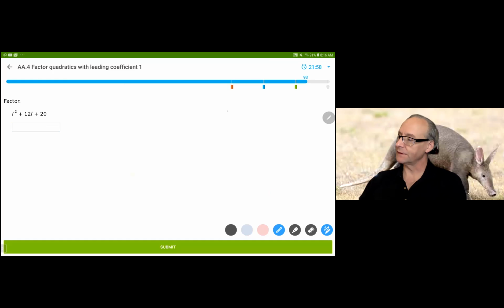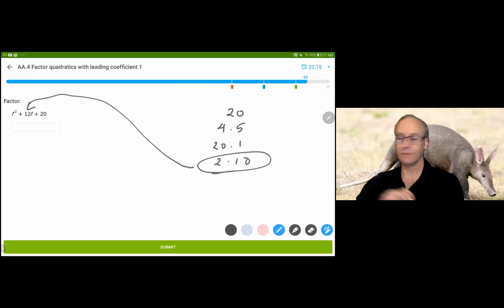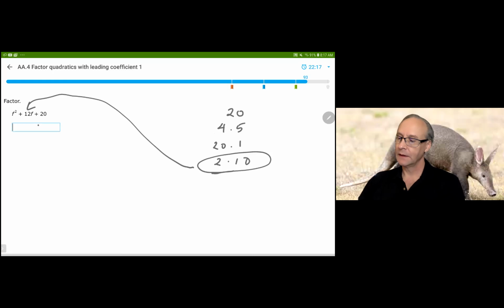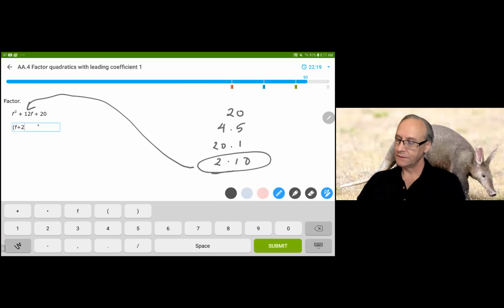20. Now this one's a little tougher. Well, most people automatically think of 4 times 5, and they think of maybe 20 times 1, but neither one of those is going to give us 12, is it? What about 2 times 10? Ah, there it is. And we have a sum of 12. F plus 2 and F plus 10, I said 10. There we go. 12 in the middle, 20 at the end.